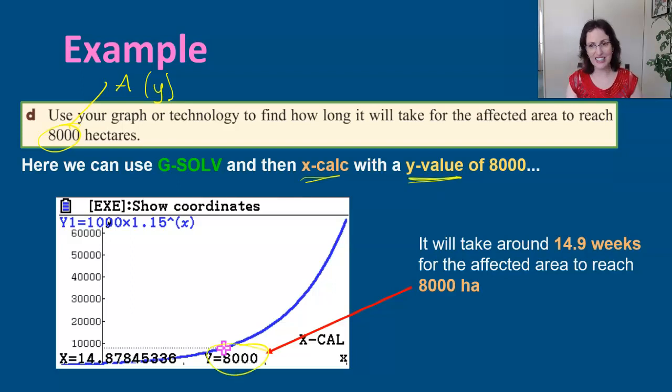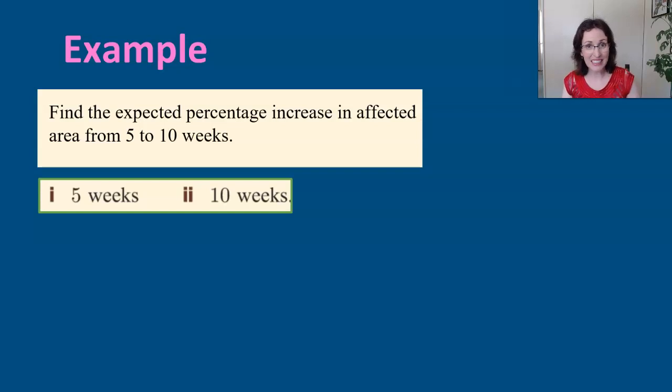So there's the 8,000 that you can see. You get 14.878. So you could round that to 15 weeks, but in this occasion, it's okay to have a part of a week. So it will take about 14.9 weeks to cover the 8,000 hectares. I'm adding this extra bit in for this example because I can see from the textbook you're going to get asked about expected percentage in a couple of the questions. So I want to remind you about how to do percentage.